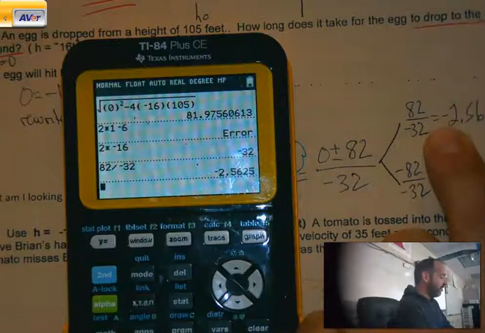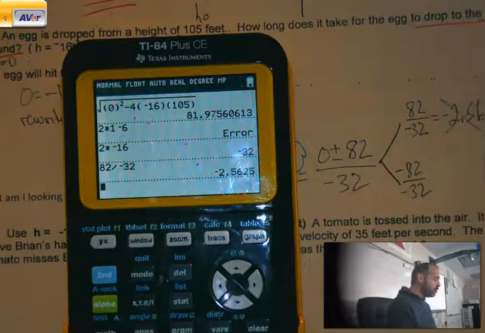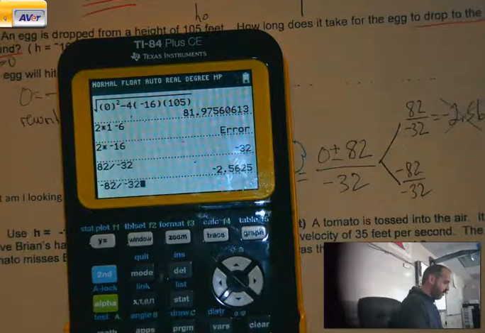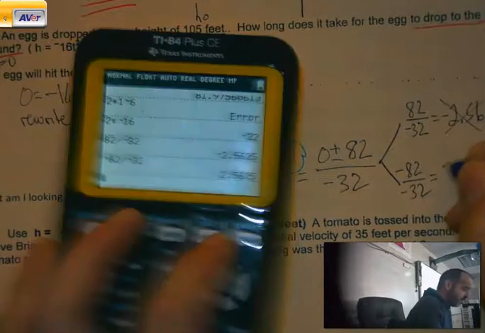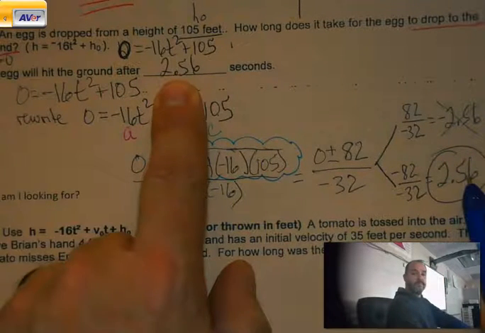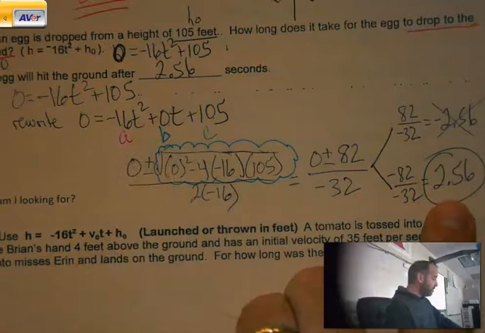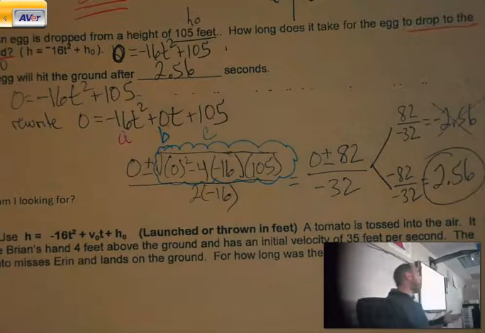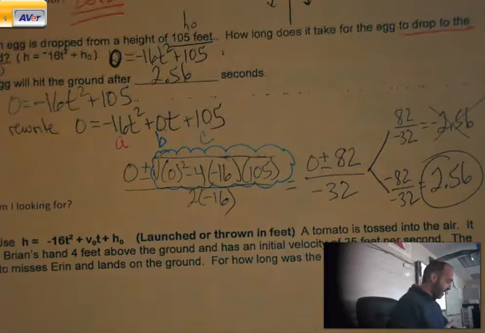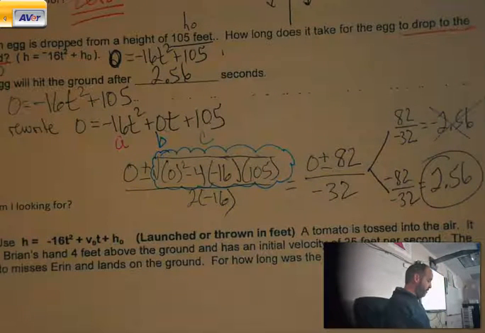This answer is negative. Negative time? I don't think so. Let's try this one out. Hey, check this out. 2.56. Same thing. So algebra works. The calculator works. It's just how do you want to tackle it? Okay, so that's one thing that can get thrown our way.